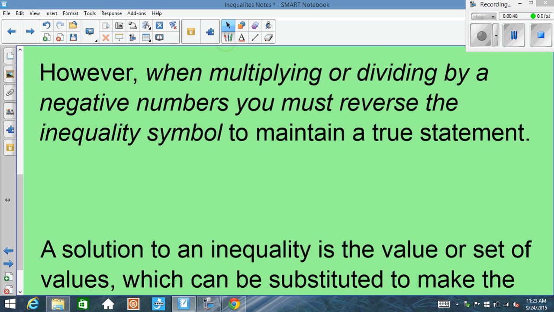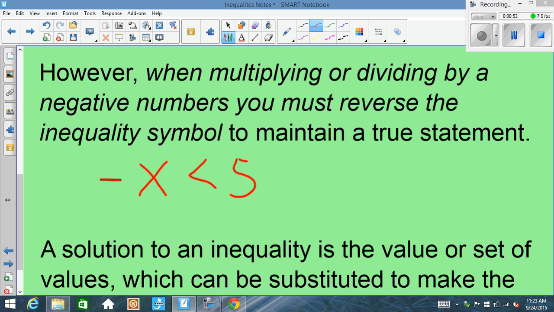So that would be examples like negative x is less than 5, so a positive x needs to be greater than 5.